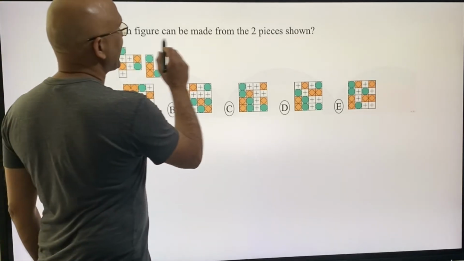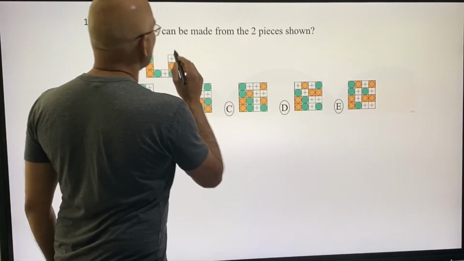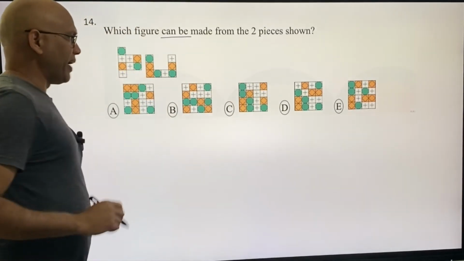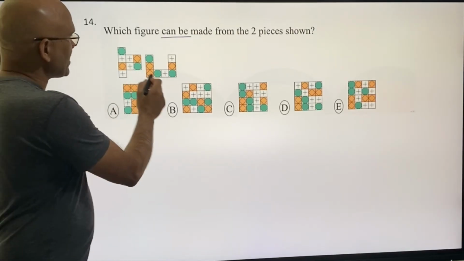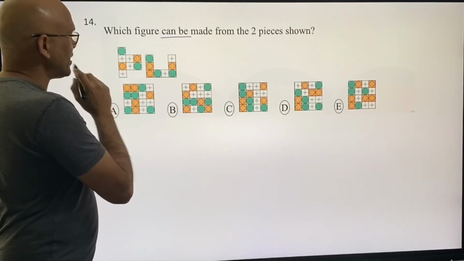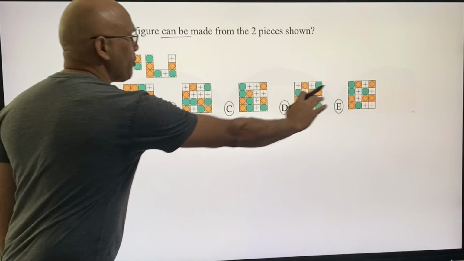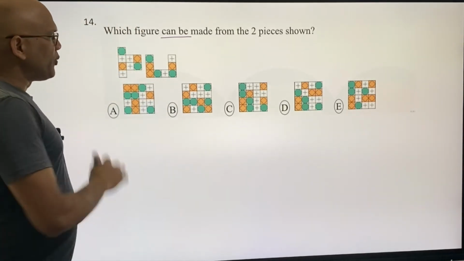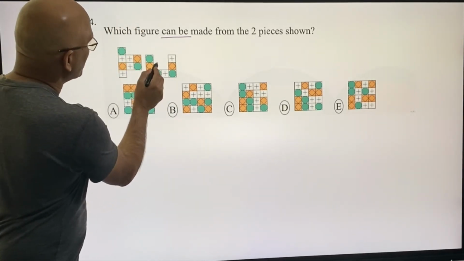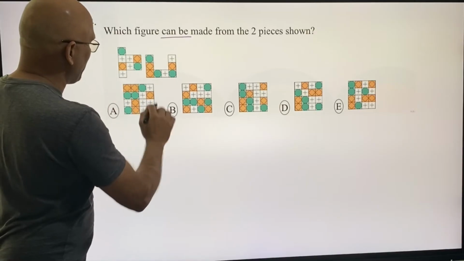Which figure can be made from these 2 pieces shown? Which figure can be made? All right, so we have 2 pieces. This is one, this is another one, and when we combine it, which of these we can make? As you can see, this goes here, right? So that it's a complete square.